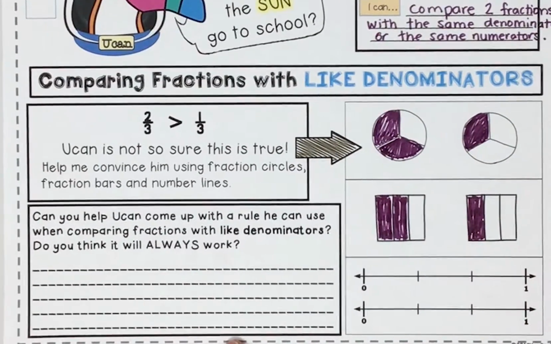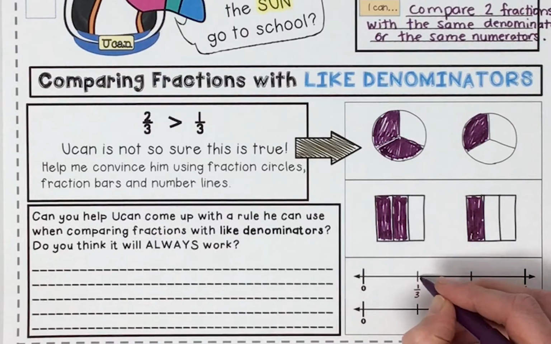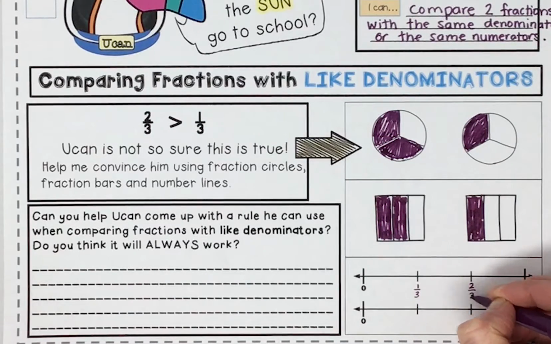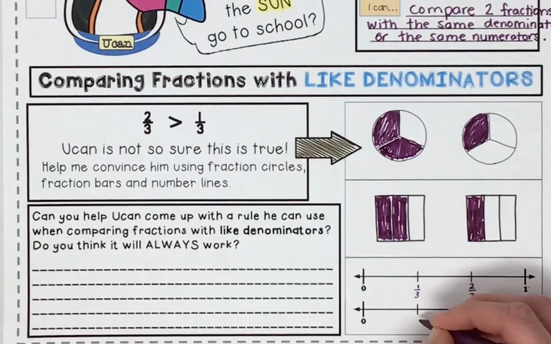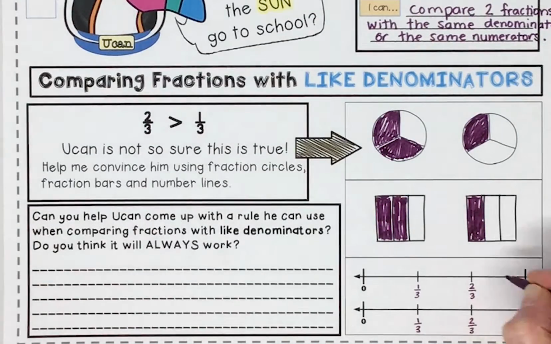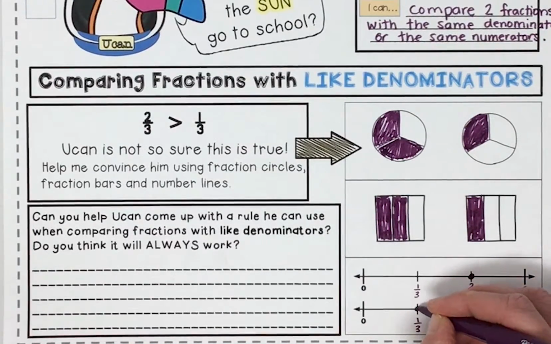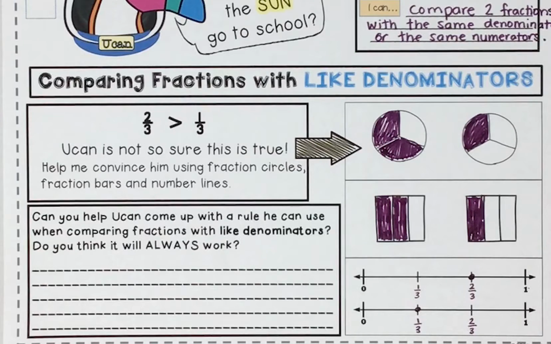And let's do it on the number line. I know this is 1/3, and this is 2/3, and that's 3/3 or 1 whole. I'll label this one 2/3. 2/3 is longer than 1/3.